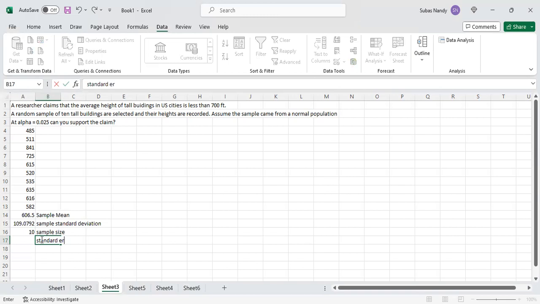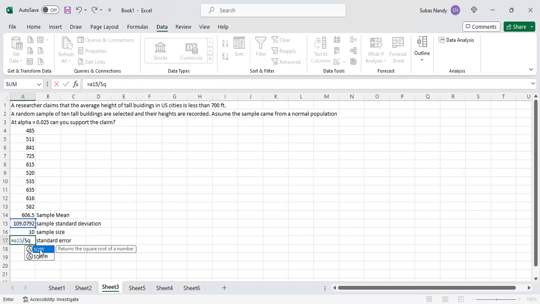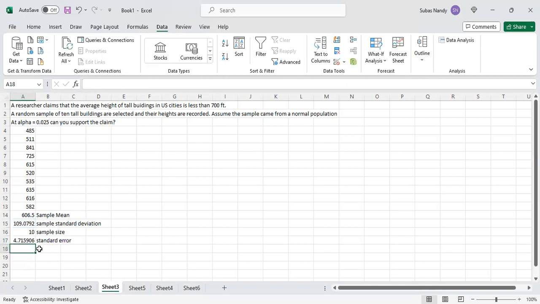Standard error is the standard deviation of the sampling distribution, which is the sample standard deviation divided by the square root of the sample size. So equal to the sample standard deviation in cell A15 divided by square root, SQRT, and my count or sample size is in cell A10. Okay, so that's your standard error.